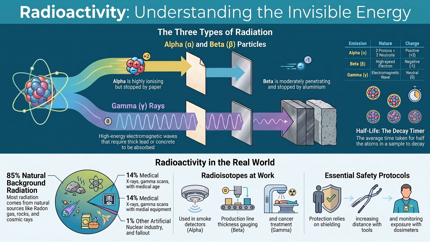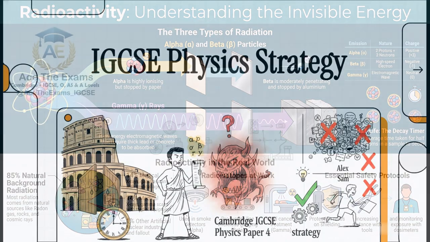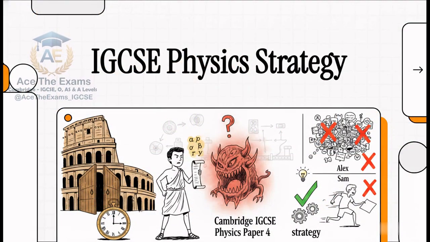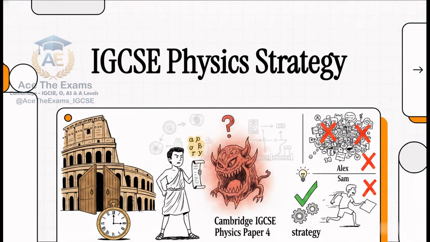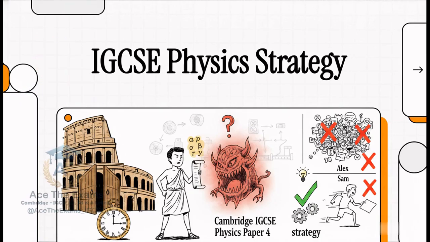Step into the Coliseum. The gates are closing, the clock is ticking, and you're standing face to face with the Cambridge IGCSE Physics Paper 4. And let me tell you, in this arena, only the prepared survive. Welcome to this explainer where we are going to tackle radioactivity with absolute gladiator-level strategy to maximize your exam marks.